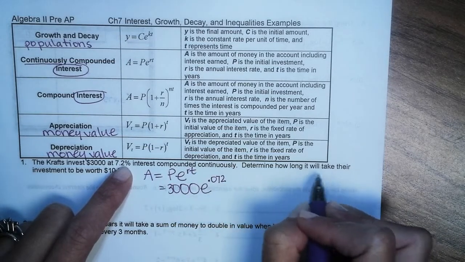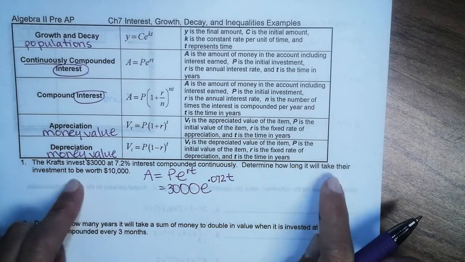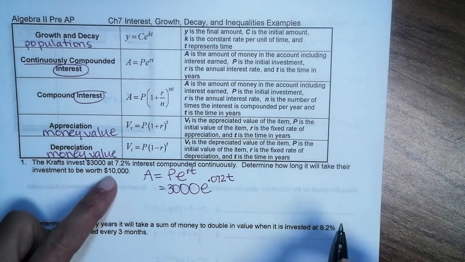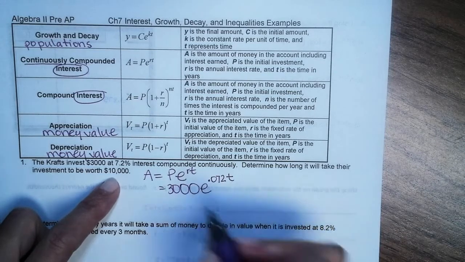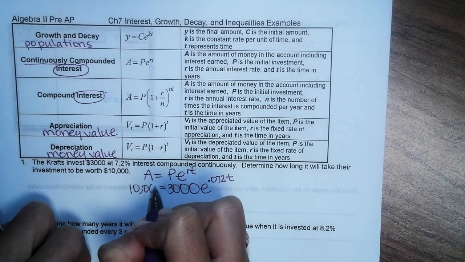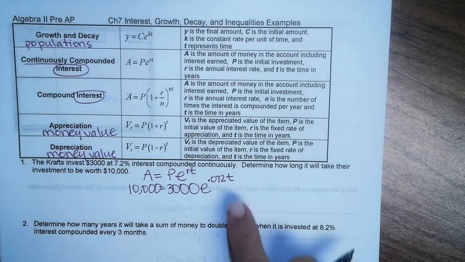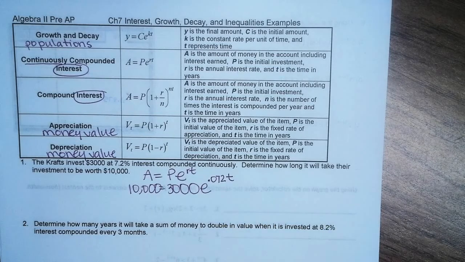T is how long it will take, so we're looking for T. How long will it take for the whole investment to now be worth $10,000, including the interest? So that would be your A value, your final amount. So that's how you're expected to do it on your next quiz. Make sure you show your formula. And now we need to solve for T before we put it in the calculator.